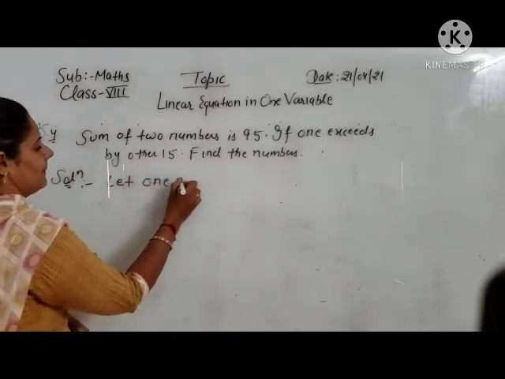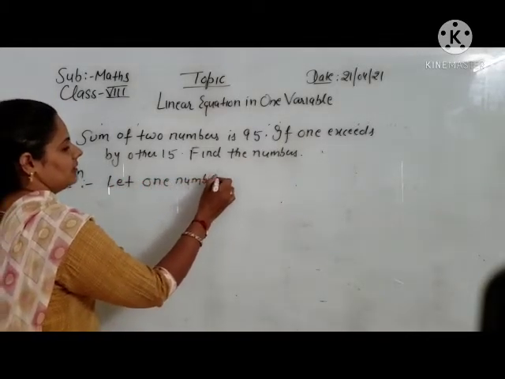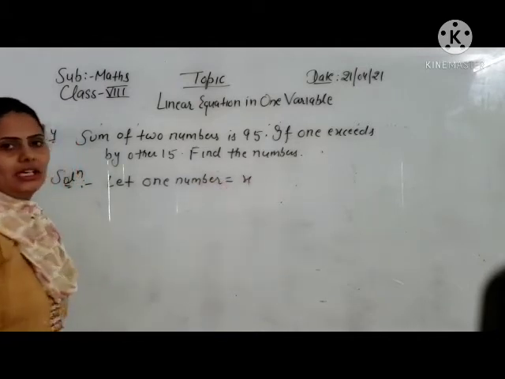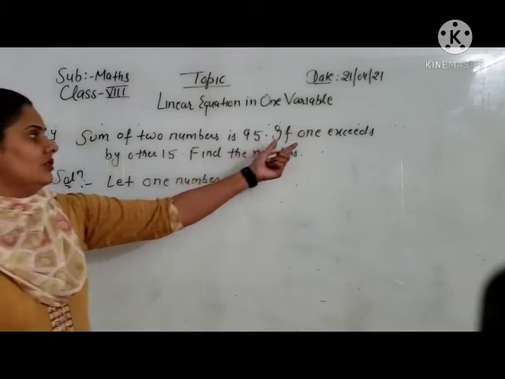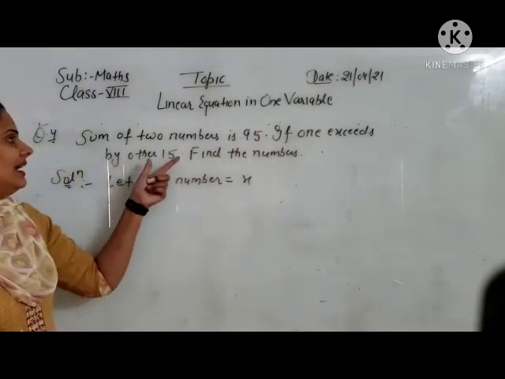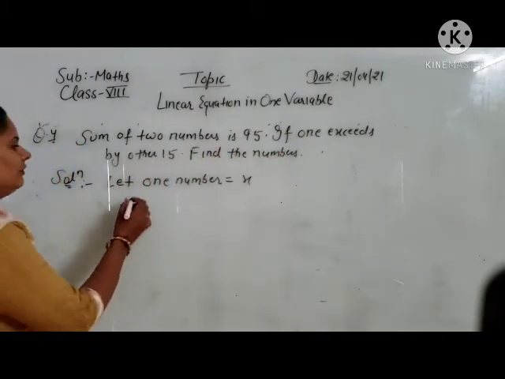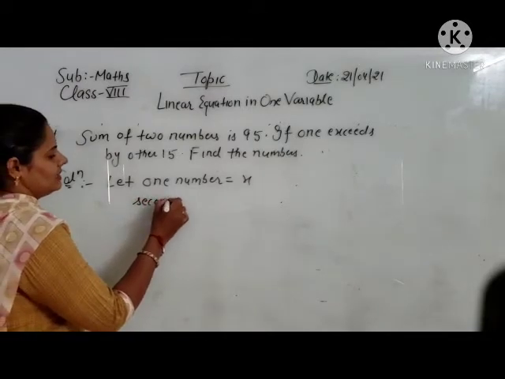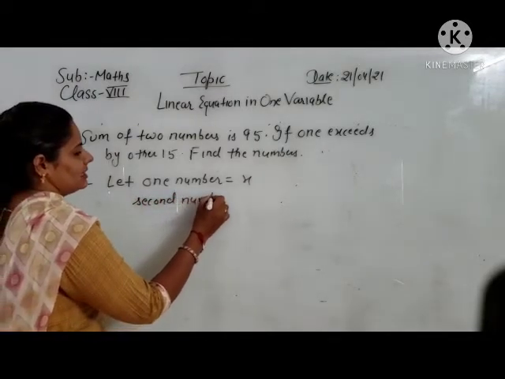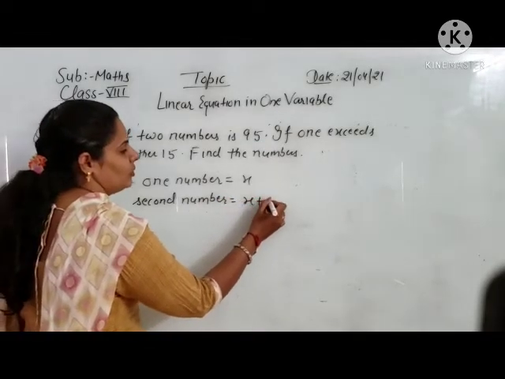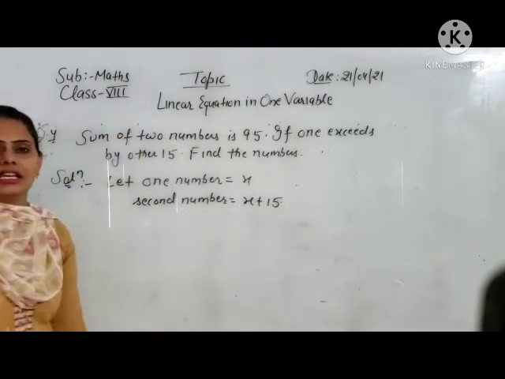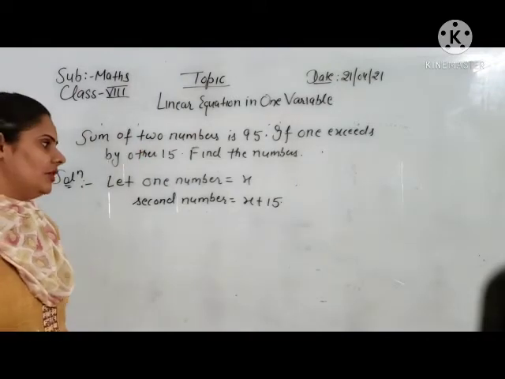Let one number be x. First you will assume the first number is x. Now it is given in the question that one exceeds the other by 15. So what will be the second number? You can say the second number is 15 more than the first number. So 15 exceed, or more than. It means the second number will be x plus 15.